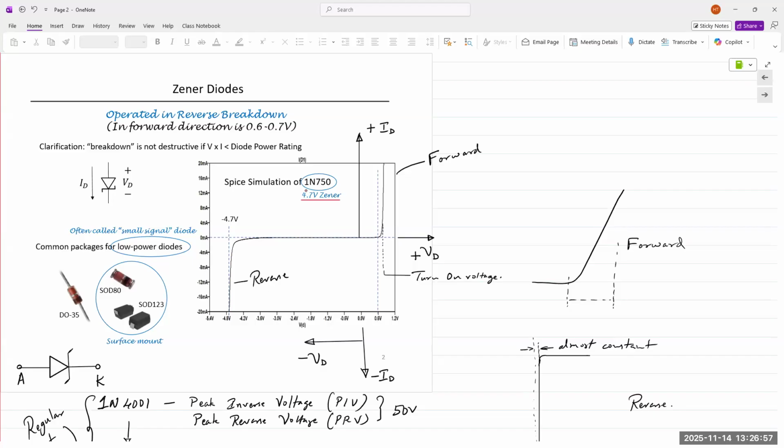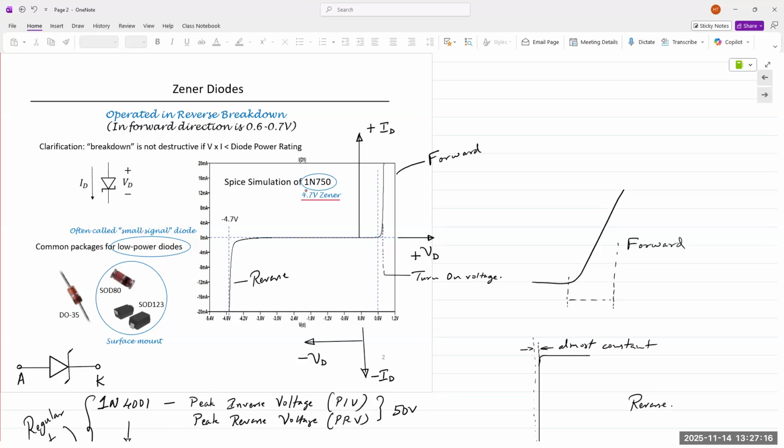But for now, suffice it to know that if you're looking at a Zener diode, forward operation is exactly the same as a regular diode. Reverse operation also, we can look at it in pretty much the same way as forward bias, except now the voltage will be specified as a Zener voltage rating.